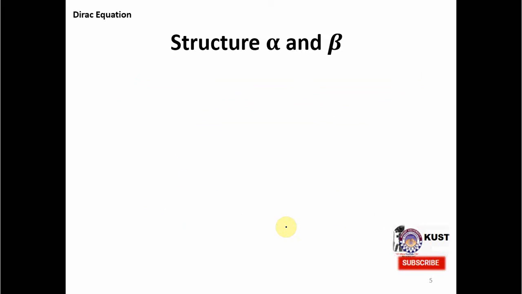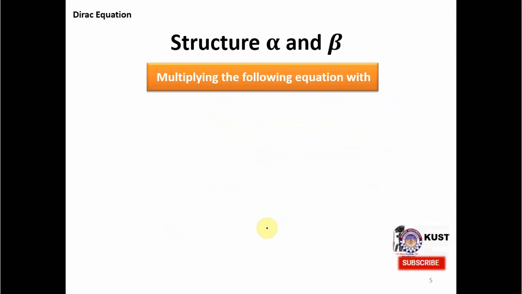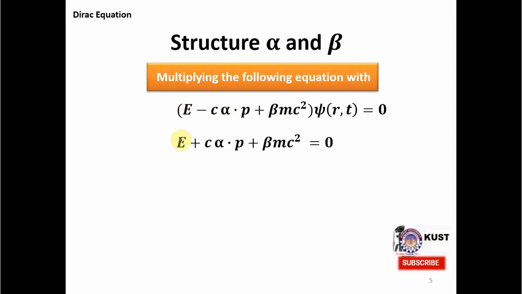So the structure of alpha and beta: we want to know now what is the structure of these alpha and beta. For this, we multiply the following equation with this equation, that is E minus c alpha dot p, without putting in the derivatives for E and p, with this term. Here is a minus sign, so we get the plus sign over here, and we multiply this above equation with the equation downstairs. We multiply these two equations in order to find out what alpha and beta are.